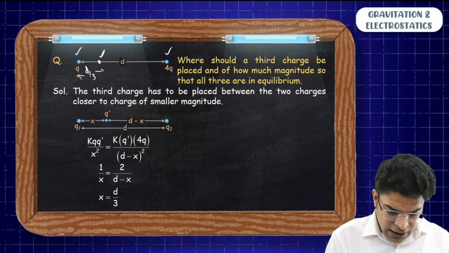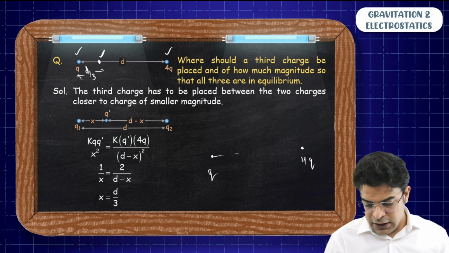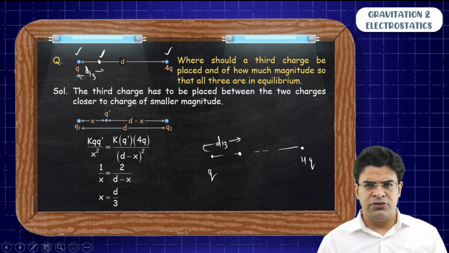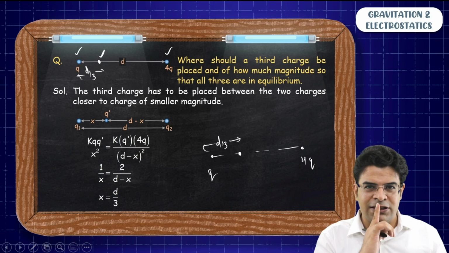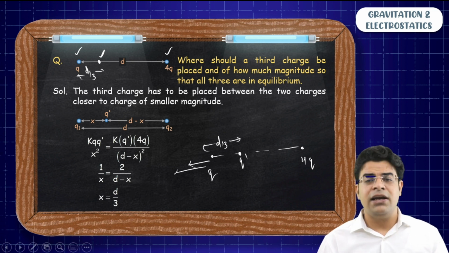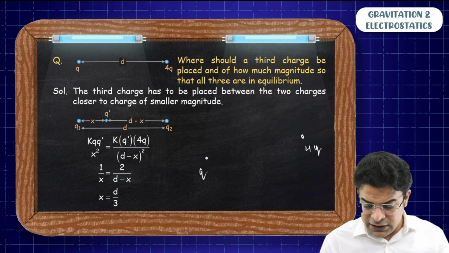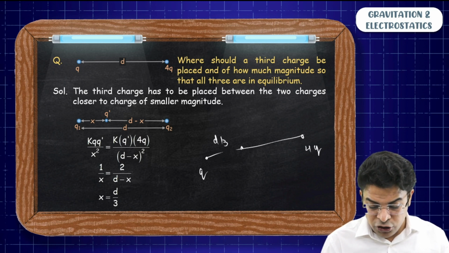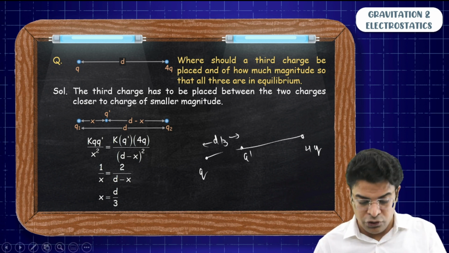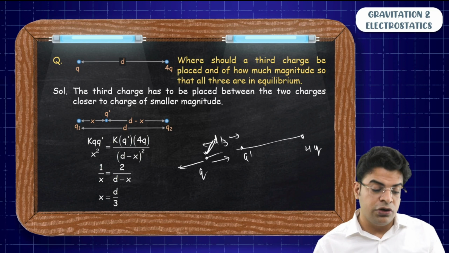See, better, let's assume that q is positive, 4q is positive. Can I place the third charge at distance d by 3 also positive? No, sir. If you place the third charge also positive, then this q will be repelled by 4q as well as by this third charge, let's say q dash, and hence it can't be in equilibrium. So what to do? The third charge you are placing at distance d by 3 from q should have opposite nature. So this q dash should have opposite nature to that of q and 4q. So if 4q repels, this q dash attracts it, and then only the net force on this q can be 0.